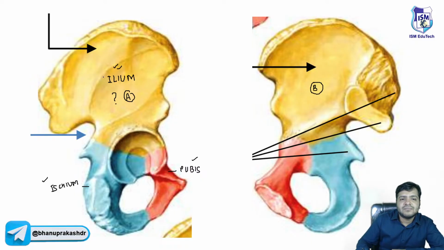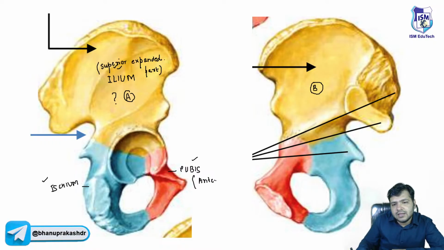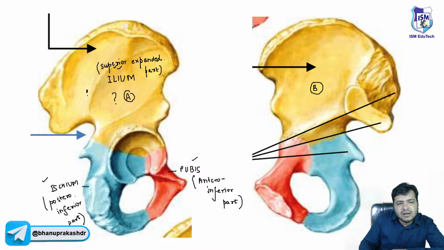I had told you, the ilium is the superior expanded part. When I say superior expanded, it is on the upper side, the expanded part. You have not revised yesterday's lecture. Superior expanded part. Okay. The pubis is the antero-inferior part. And the ischium is the posterior inferior part.